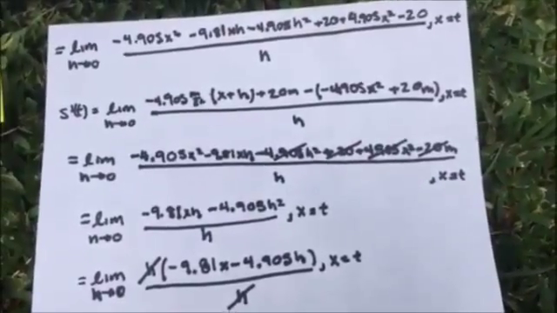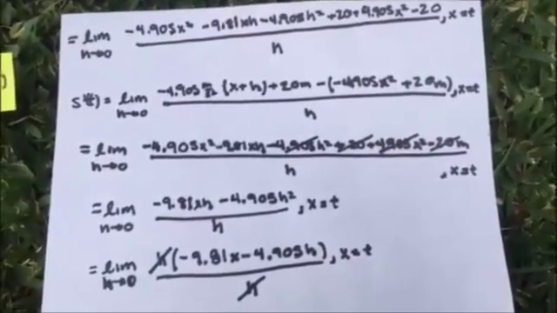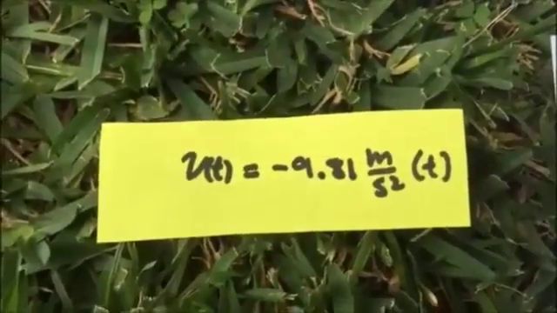After proceeding to solve the mentioned, we are given the value as a result of minus 9.81 meters per second squared times time.